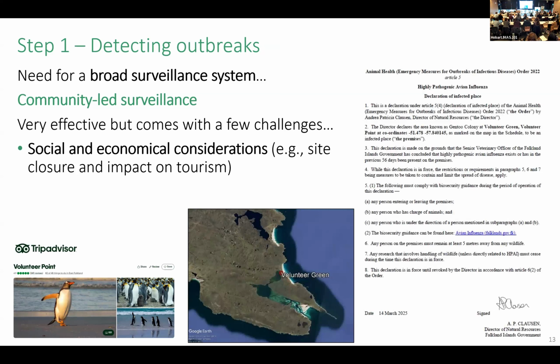I don't know if anyone here has been in the Falkland Islands, but if you have, you've probably been to Volunteer Point because it's the one king penguin colony in the Falkland Islands. So a lot of people go there, and they had an outbreak in the Gentoo penguins. They were just near the king penguins, so they had to close the site for some time. A lot of tourists canceled their whole trip to the Falklands because they wanted to see king penguins and couldn't anymore. So it's not just that one site, but the whole economy of the archipelago that is being impacted.